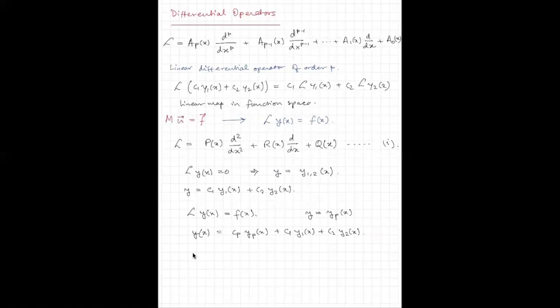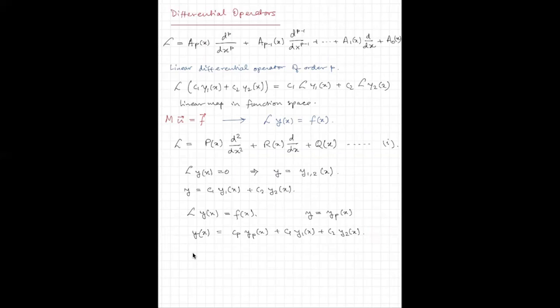But what happens is, in many cases, finding this particular solution is extremely hard and requires a lot of luck or guesswork. What the Sturm-Liouville theory is going to do is provide a more systematic approach for this. Okay, so this is what we are going to be doing.